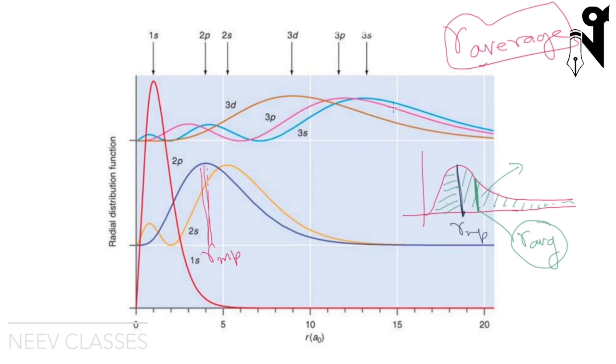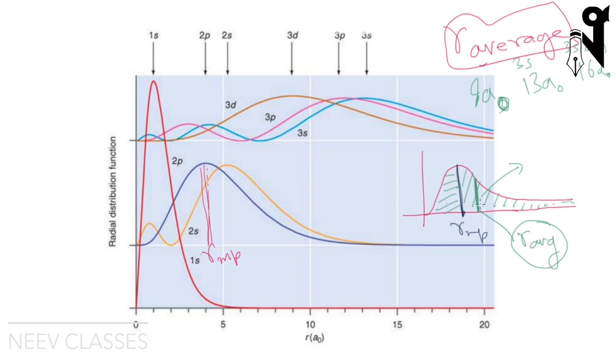So your Bohr radius was 9a naught for the third shell. Your 3s was 13 a naught, and your 3s average will be even higher. It will be even higher, maybe 16 a naught. It will be even higher. Get the point? So the point is, what is your average radius?